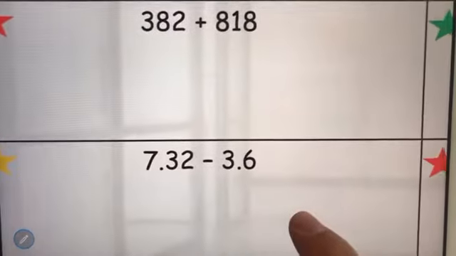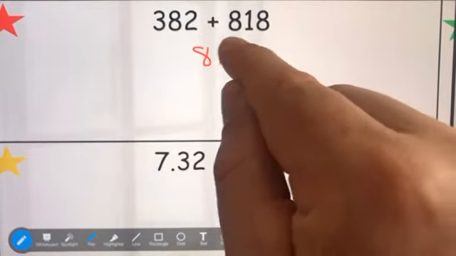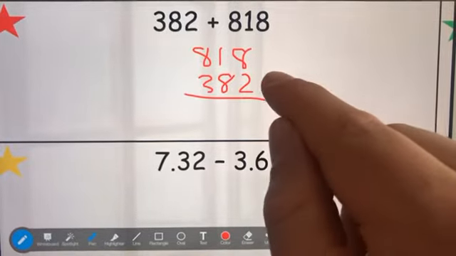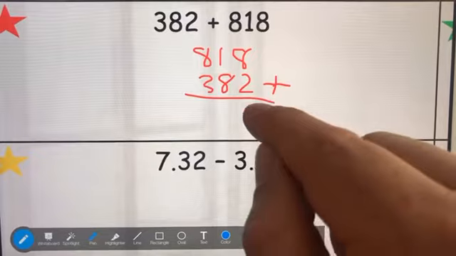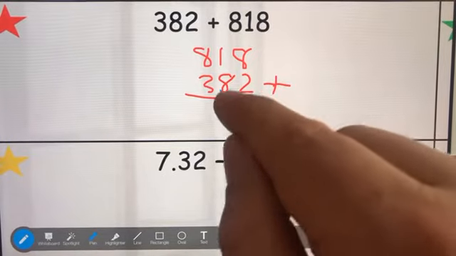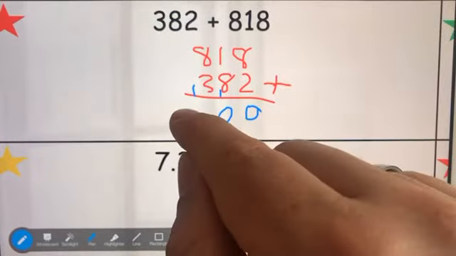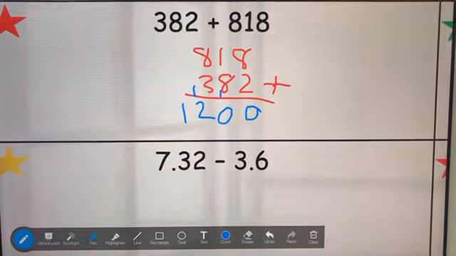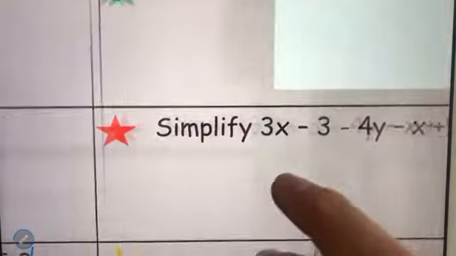Next one. Then I got 382 plus 818. Okay, try and put the bigger number on top if you can. 8 plus 2 is 10. 1 plus 1 plus 1 is also 10. And 8 plus 3 plus 1 is 12. So my answer is 1200 exactly. 1 point.